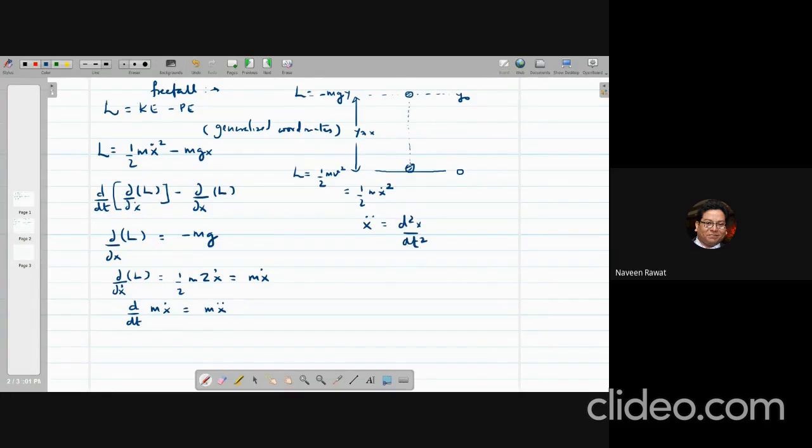Okay, and did we define x dot? X dot was dx by dt, right? That is your velocity. So my first term becomes m x dot. Okay, so that is my equation number 2. I can write that down. So from equation 2, I get this first term is m x double dot. And the second term is minus of minus mg.